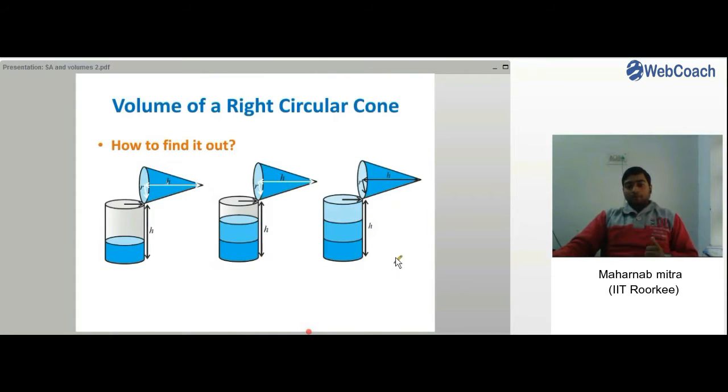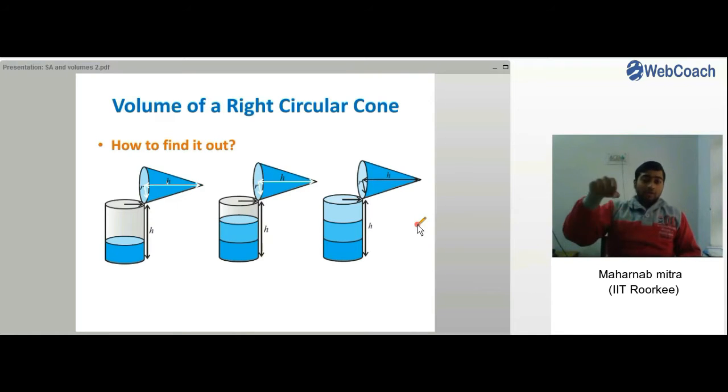So let us do it one more time. Now when we are doing it the third time, when we are pouring the water contained in the cone for the third time, it is actually filling up the cylinder. So you can see, if a cone filled with water is emptied into a cylinder 3 times, then it completes the entire volume of the cylinder.